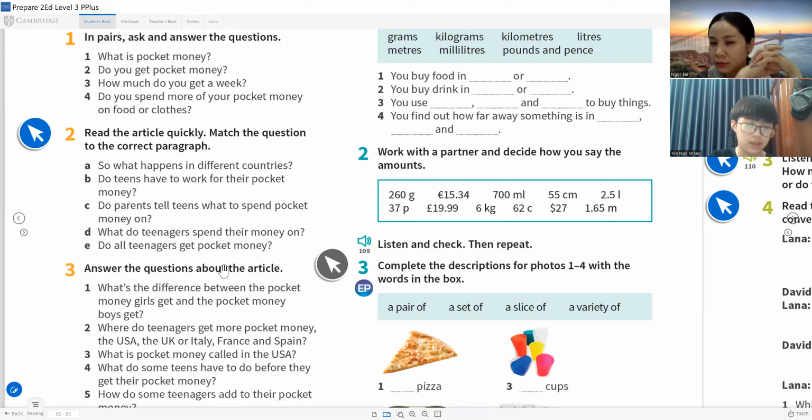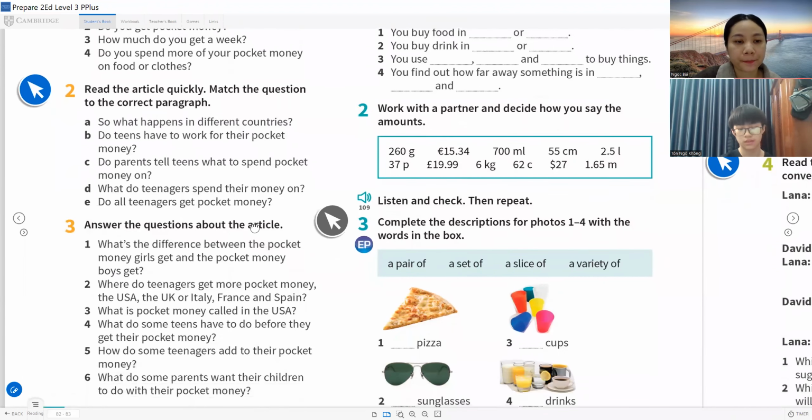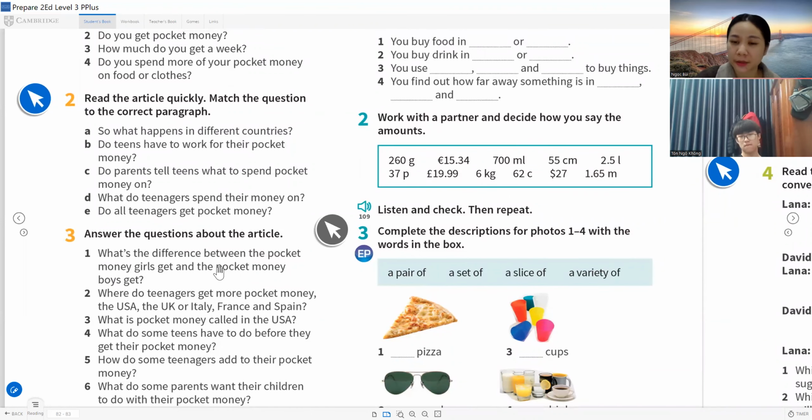Yes, in some families parents just allow their children to spend their money on something, something big in the future. Okay, good. And do all teenagers get pocket money? I think no, just some. Most of the teenagers get pocket money, but not all. And the rest of the world will not get it, right? Okay.